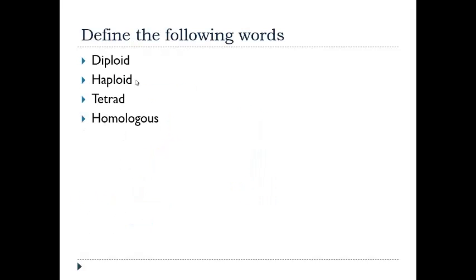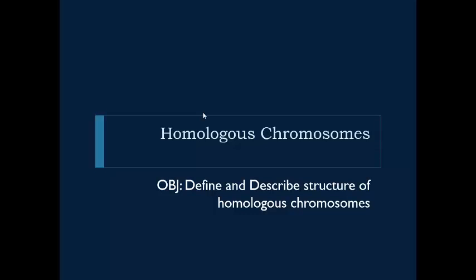So some new terms we're going to see when we talk about meiosis are diploid, haploid, tetrad, and homologous. Each of these terms is going to reoccur, so we want to start to get a handle on them now, and you'll see them, so take note as we go through the PowerPoint. So we're going to start this off by talking about these things called homologous chromosomes. We want to define and describe the structure of these chromosomes.